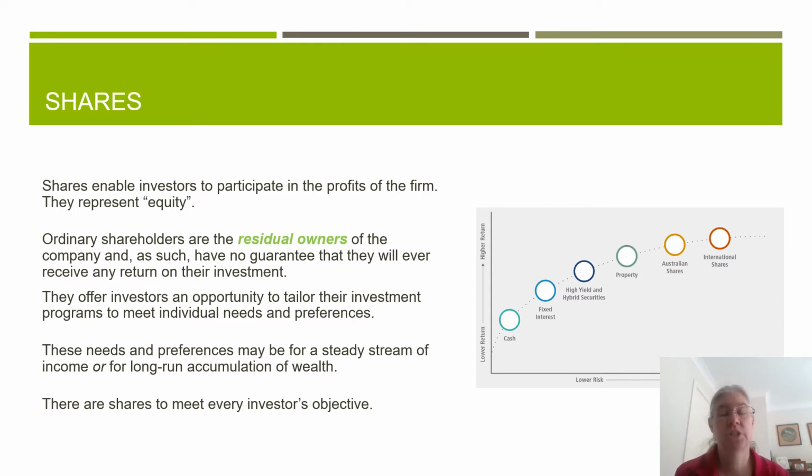There are preferential shares, which are slightly different, and they get preference. That's why they're called preferential shareholders. But we're talking here about the ordinary shareholders. What they do offer is a chance for us to be able to tailor our portfolios to our individual needs and preferences. So for example, I might have a strong preference for one particular type of share, so I could go and invest in that personally, or I might dislike particular types of shares, so I could avoid those. So you can tailor your investments.